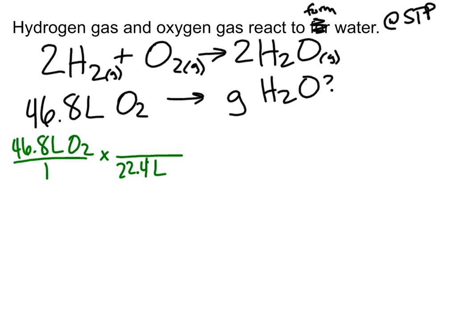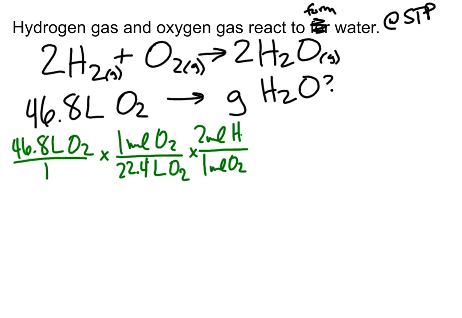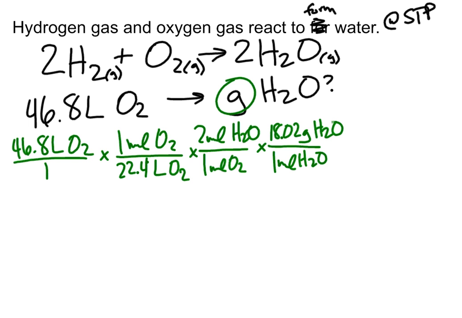22.4 liters of O2 for every 1 mole of O2. And now I need to go from moles of O2 to moles of water. So 1 mole of O2 for every 2 moles of water. And then I need to go from moles of water to grams of water. So 1 mole of H2O is equal to 18.02 grams of H2O, and I get that from the periodic table.